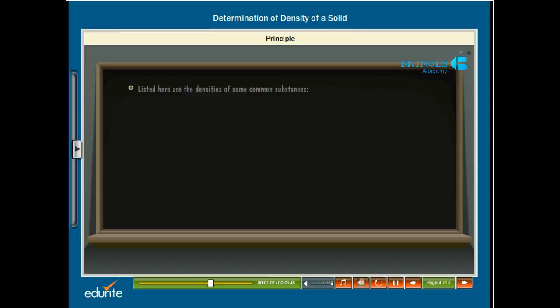Listed here are the densities of some common substances. Density of water is 1000 kilogram per meter cube. Density of salt water is 1030 kilogram per meter cube. Density of ice is 920 kilogram per meter cube. Density of iron is 7800 kilogram per meter cube.